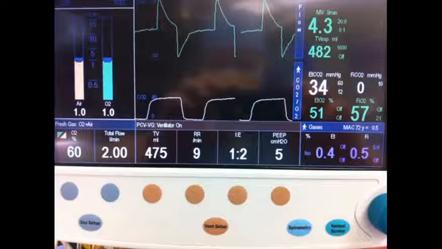One of the most important things you need to watch closely is this white waveform in the center of the screen. This is called a capnograph trace, and its peaks show the presence of a physiological amount of carbon dioxide in the expired breath, and the troughs are when the expired carbon dioxide falls to zero during an inspiration, that is when you squeeze the bag.